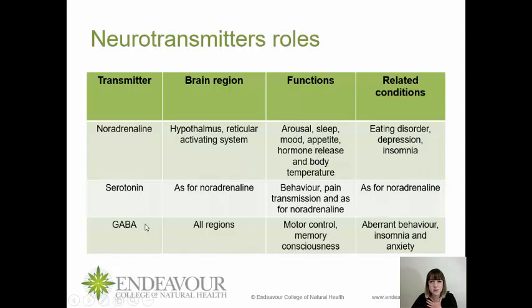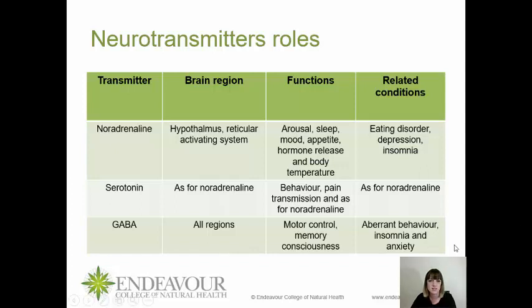GABA is our main inhibitory neurotransmitter throughout the brain. It's just widespread through all regions. Some of the functions that it has that we're most interested in often is its role in motor control, memory and consciousness. And it certainly plays a role in conditions that are related to usually insufficiency of GABA, aberrant behaviours, insomnia and anxiety.